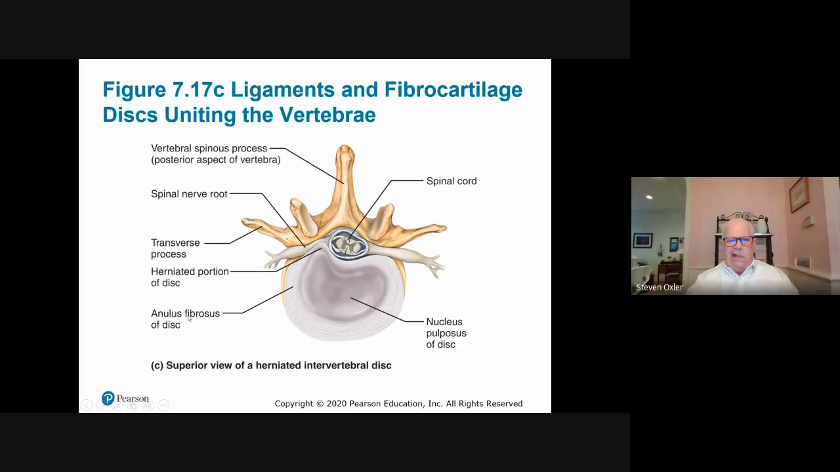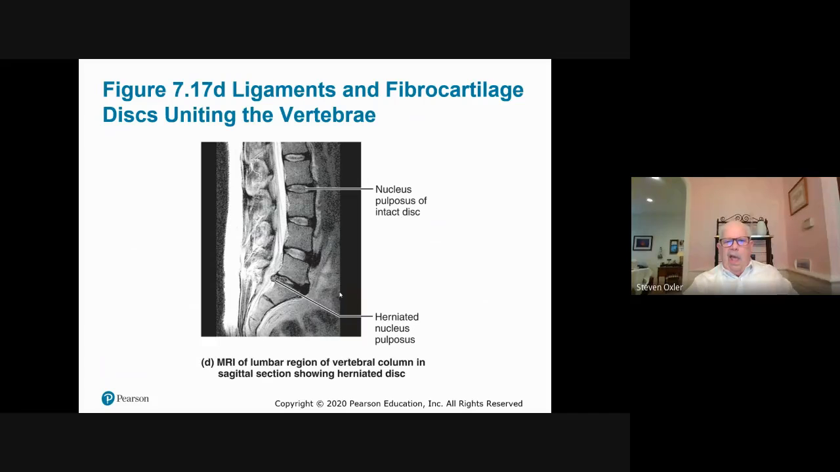The word annulus means ring. Okay, so it's the ring around the nucleus. And when you say nucleus, it's the center of the disc. And this is what your discs look like. Here they are, in between the vertebrae. This happens to be lumbar vertebrae, but here are the discs. This is the nucleus pulposus, the gelatinous material.